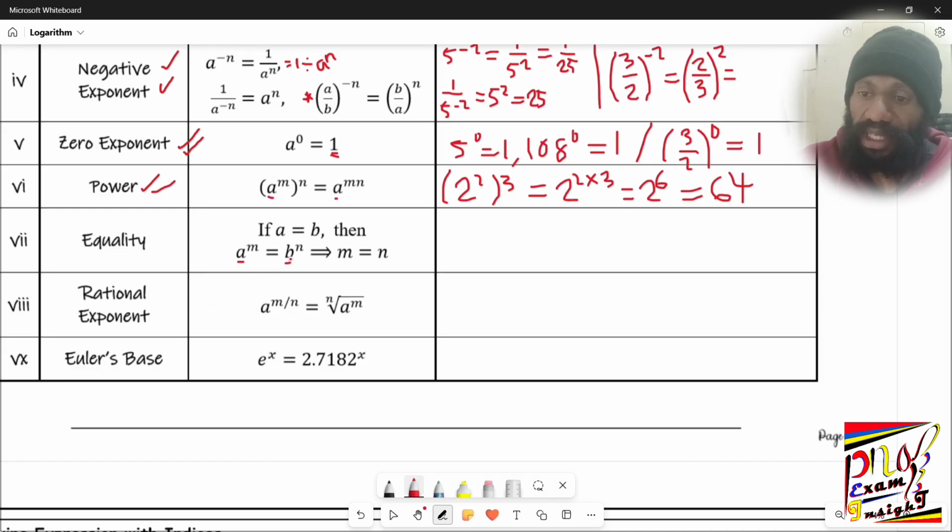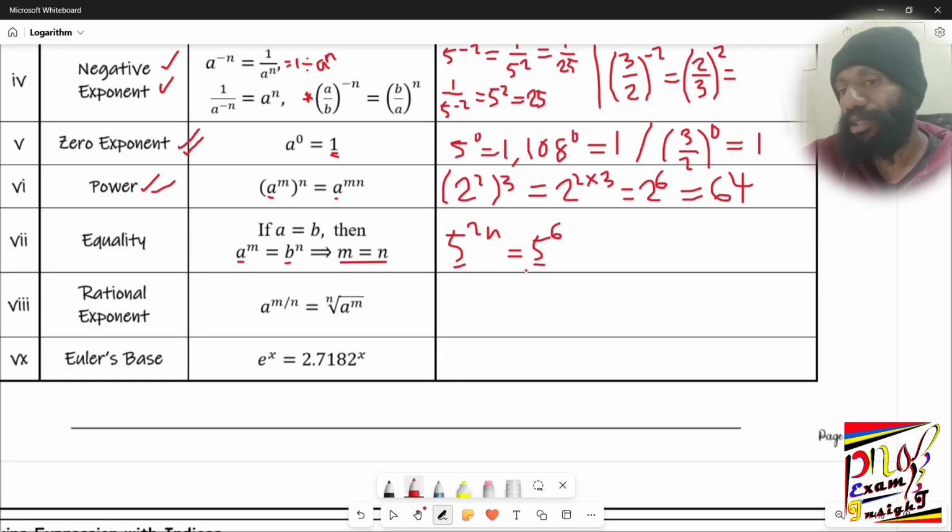So when we have the same base on either side of the equation, we just go ahead and equate the powers. So look at it, m equals n. Okay, so let's look at an example. Let's say we have 5 raised to the power 2n, which equals 5 raised to the power of 6. Now look at it, we have the same base, 5 and 5, on either side of the equation. So that implies that we equate the powers.